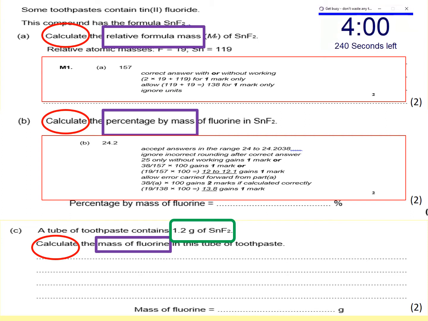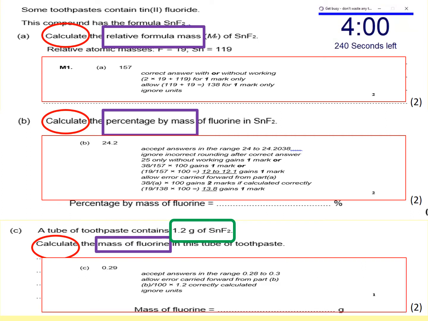Now, this part is the bit that usually does confuse people. It tells you that a tube of toothpaste contains 1.2 grams of tin fluoride and asks you the mass of fluorine in the tube of toothpaste. It's the third part of the question, so you are likely to need your answers from the previous section. The answer should have been 0.29. We would accept any answers between 0.28 and 0.3.